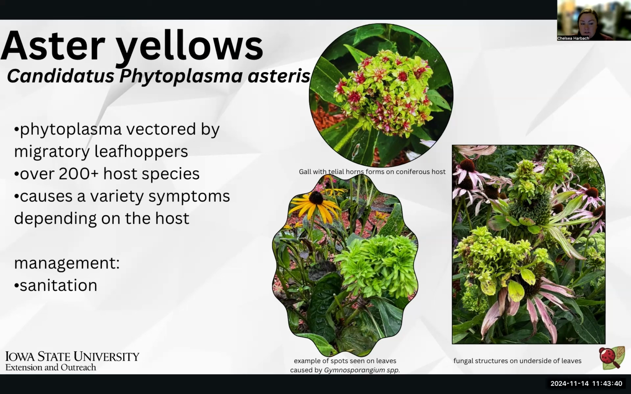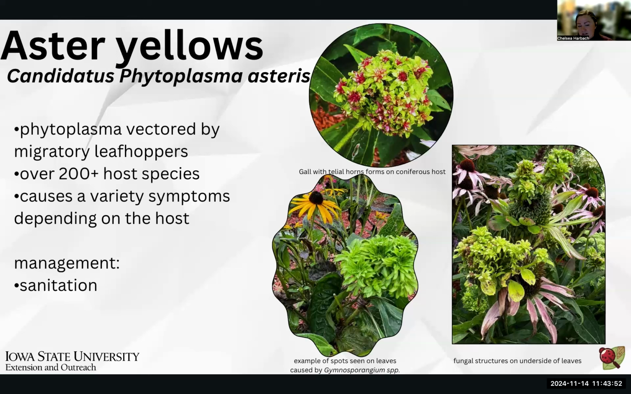And one of the real stinkers about aster yellows is this is a phytoplasma that can affect over 200 host plants. So we saw it a lot in perennial gardens. We saw it a lot on purple coneflower.